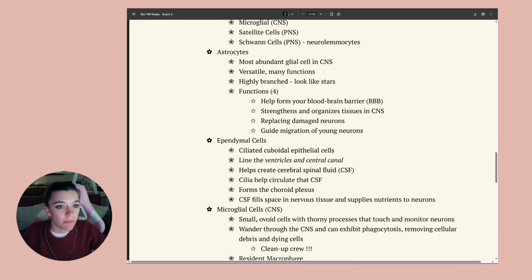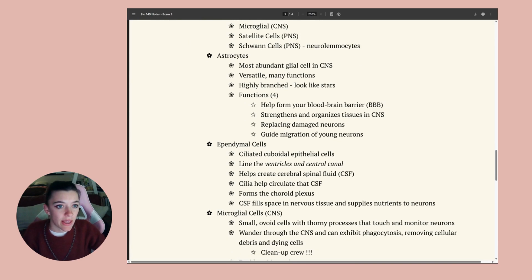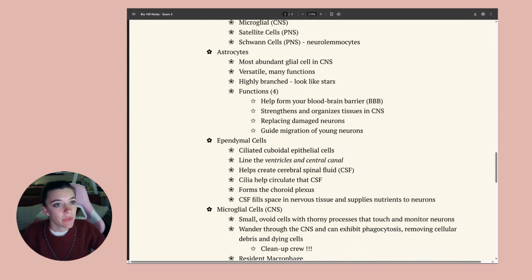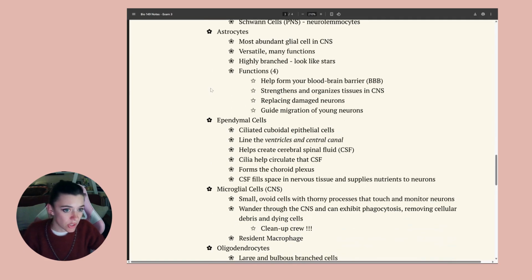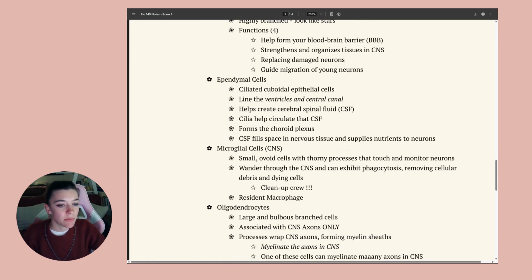Astrocytes are the most abundant glial cells. A for astrocytes, they're everywhere. They're versatile and have many functions. They're highly branched and look like stars. They have 4 main functions: to help your blood-brain barrier, strengthen and organize tissues in the central nervous system, replace damaged neurons, and guide migration of young neurons.